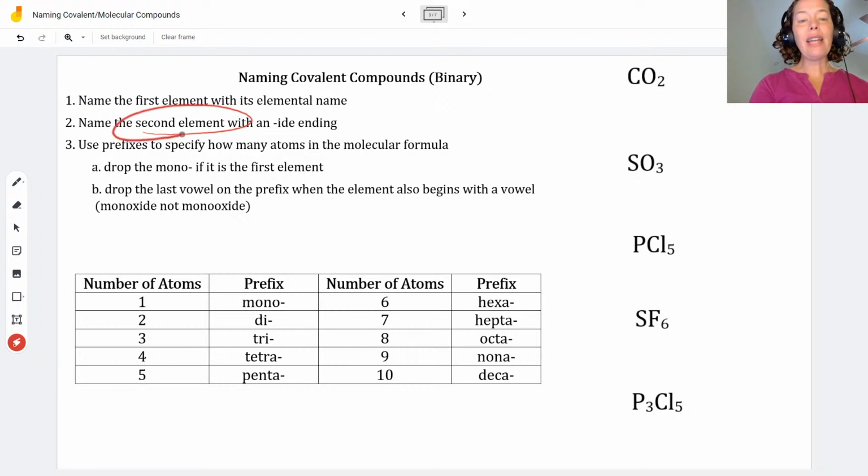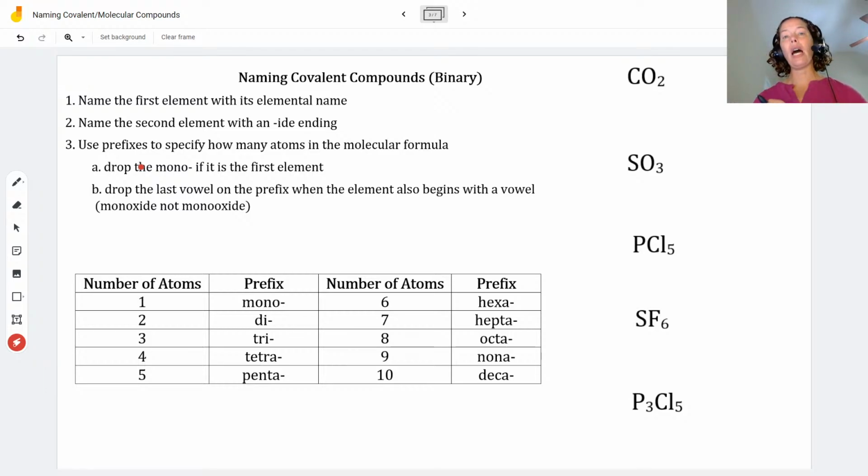When we get to the second element, and there are only two, we will change the ending to -ide. So this is similar to the ionic compounds. When you have binary ionic, you will also have the -ide ending. But again, we're changing things just a little bit because we are going to use prefixes to specify how many atoms of each element are in the molecular formula.